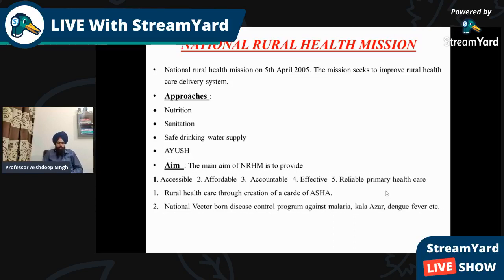So first, there are 5 points written here. The main aim of NRHM is to provide accessible, affordable, accountable, effective, and reliable primary health care. So that was the main aim of the National Rural Health Mission. Accessible means each service has to be provided to each and every citizen of the country, without any type of barrier, like religious, cultural, or geographical barriers. Each and every health service should reach each and every citizen of India.